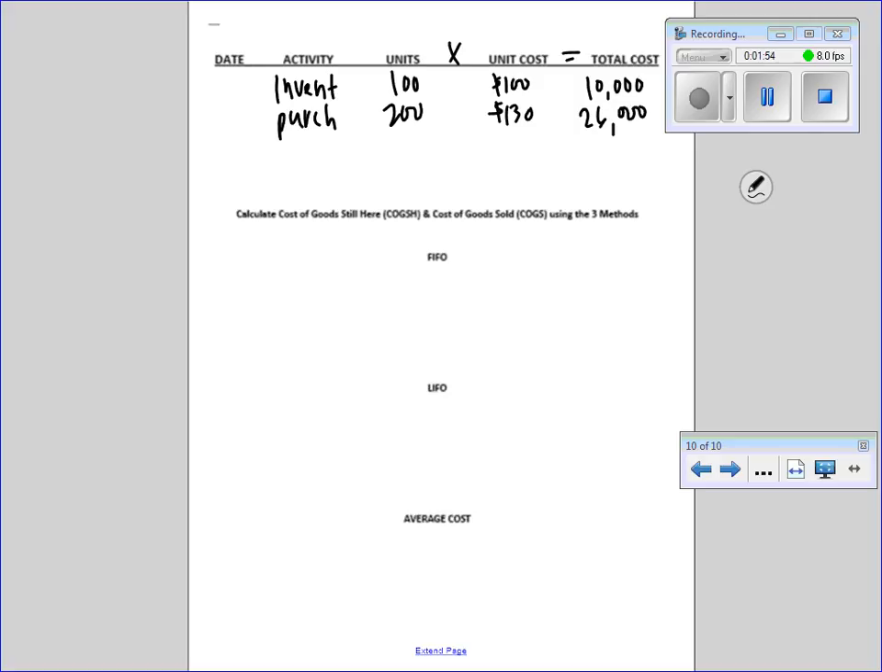So we haven't even done step 1 yet. What is step 1 in your notes out of the 9? Total units available for sale. We have 300, and I want you to put an A next to that. What's step 2? Total cost. Thank you. 36,000. So step 1, step 2, done.